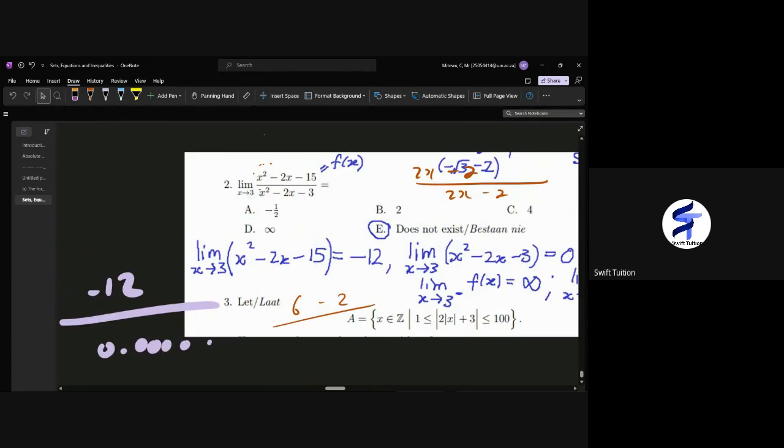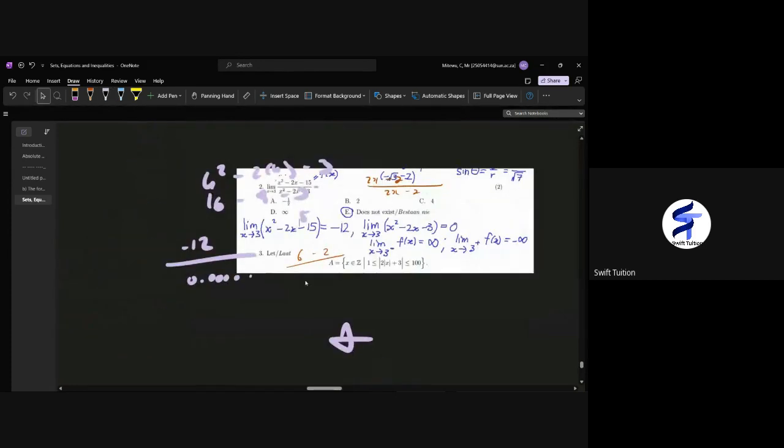So let's think of a number like 4. A number like 4 gives us 4 squared minus 2 times 4 minus 3. That's going to give us 16 minus 8 minus 3. 16 minus 8 is 8. 8 minus 3 is equal to 5, right? That's going to be positive, which means that 4 is from the right-hand side. So the limit coming from the right-hand side is positive.